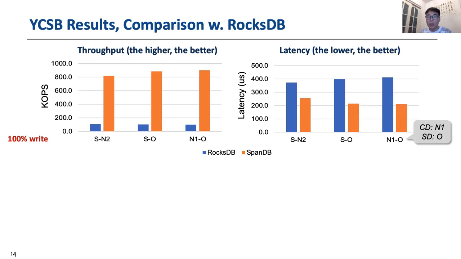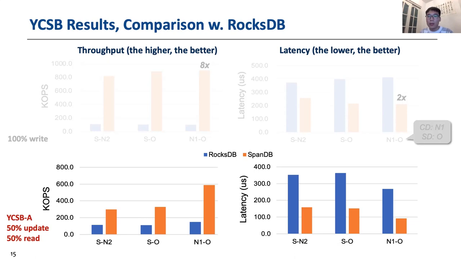As SpanDB mainly targets write optimization, we first run our write workloads with 3 device combinations on a 512 GB database. On the left, we show throughput. On the right, latency. SpanDB significantly improves both, having a throughput increase of around 8 times across different device combinations, while reducing average latency by 1.5 to 2 times. This higher improvement on throughput than on latency is due to our parallel batch logging.